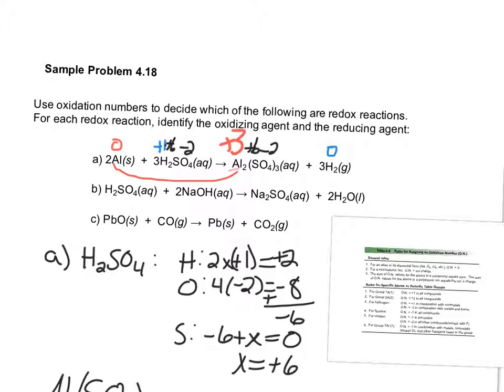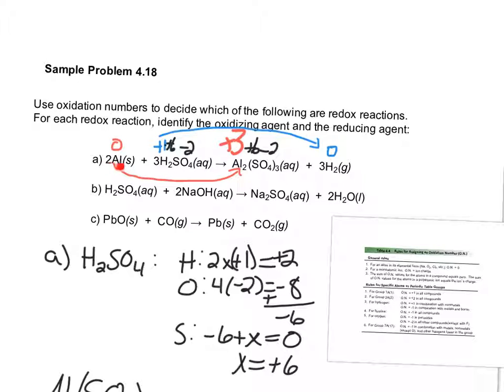Aluminum changed oxidation numbers. Hydrogen changed oxidation numbers. So that's how you draw tie lines. You just use curved arrows and you connect the things that changed. Now I have to identify which is the oxidizing agent and which is the reducing agent.